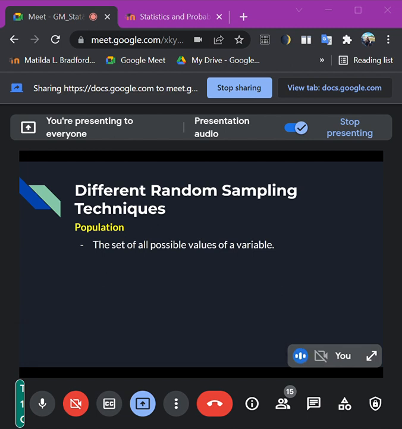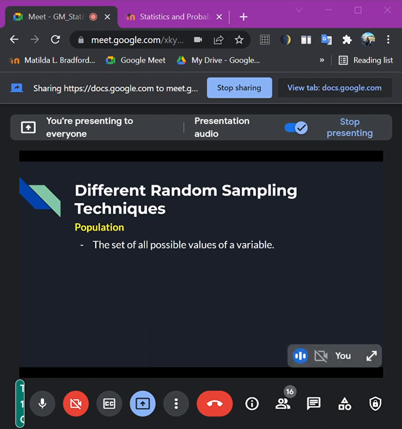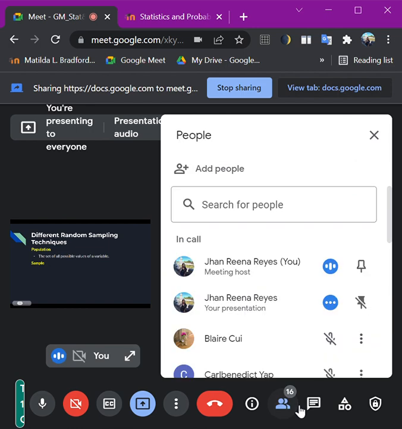So, di ba, we have variable in our lessons from last month na siya, no? Yeah, last month na discussion. Okay. Now, let's go to the next word. We have here sample. So, can you please read sample?